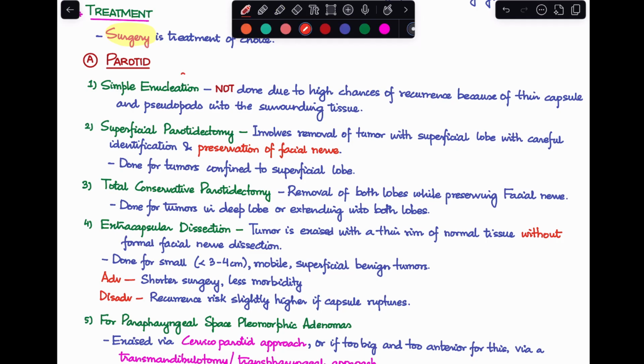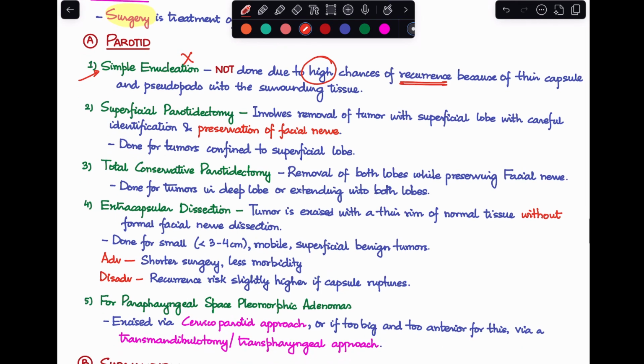However, that is not done nowadays. Why? This is not done because of the high chances of recurrence, because of the thin capsule. I have explained in histology that there may be a capsule, but the capsule is usually very thin. And also we find that they have pseudopods going into the normal salivary gland tissue. So that is the reason why enucleation is not enough to prevent recurrence in case of pleomorphic adenoma. So this has become outdated now.